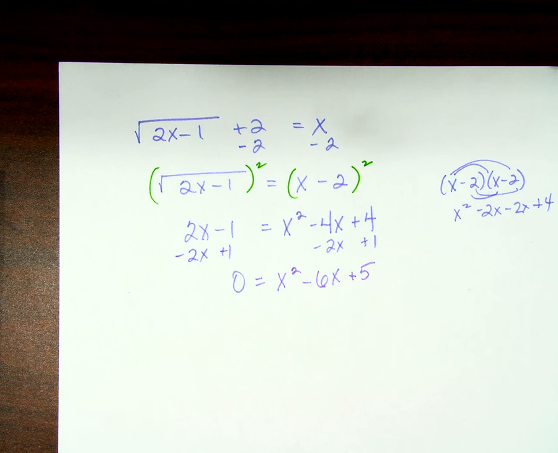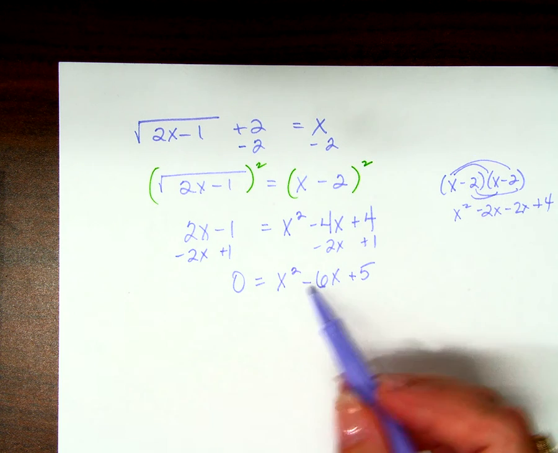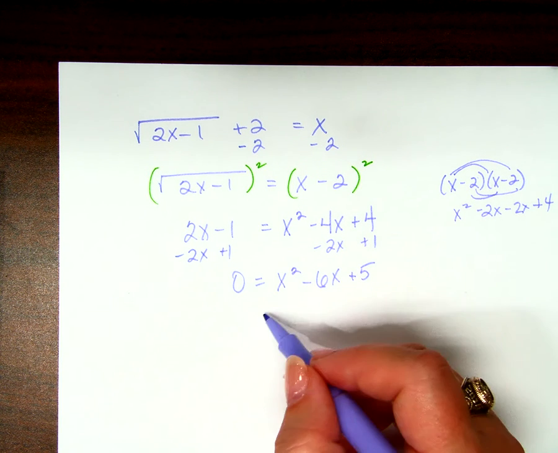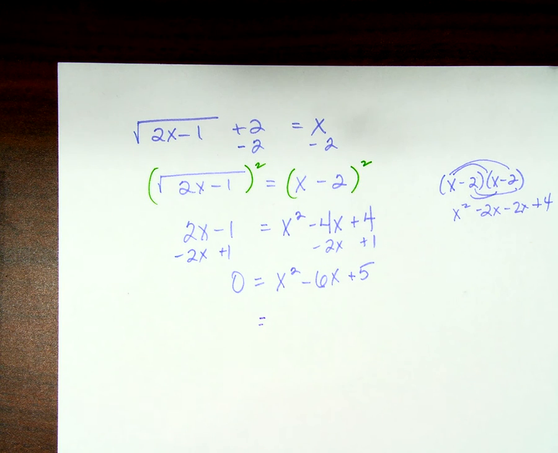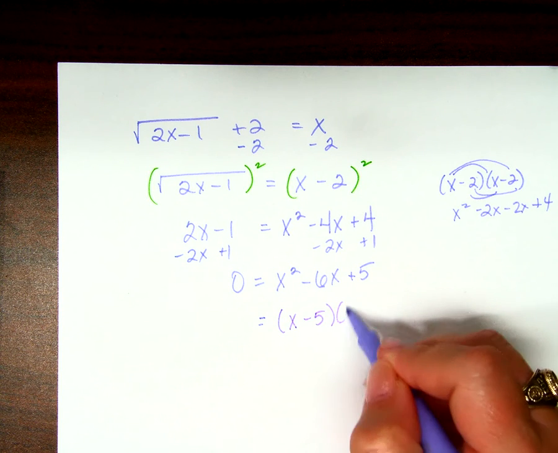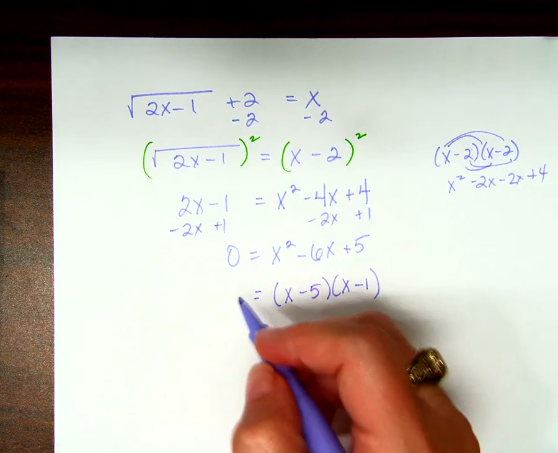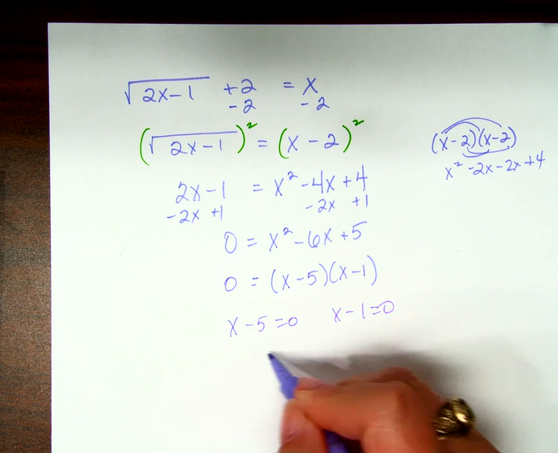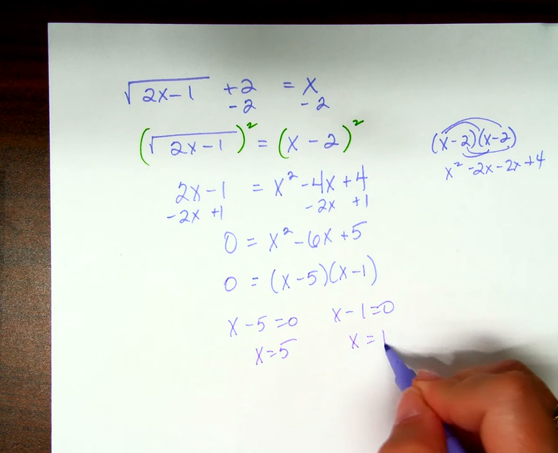How many ways do we know how to solve a quadratic equation? Well, we could factor. Some people might use the quadratic formula. We could graph it and see where it crosses the x-axis. Those are all ways that we know, right? So x minus 5 and x minus 1 equals 0. So x minus 5 equals 0 and x minus 1 equals 0. So x is going to equal 5 and 1.